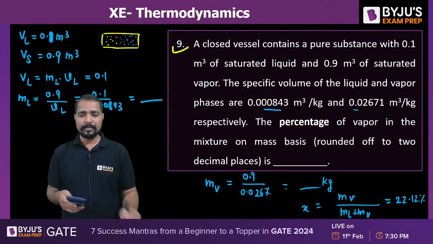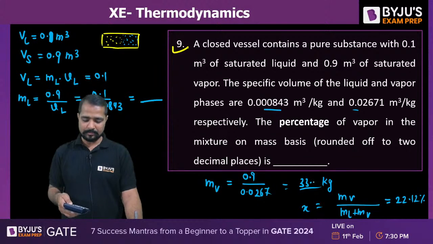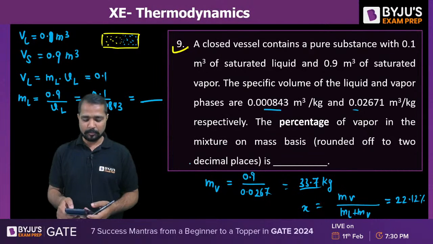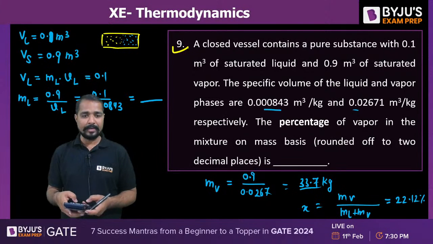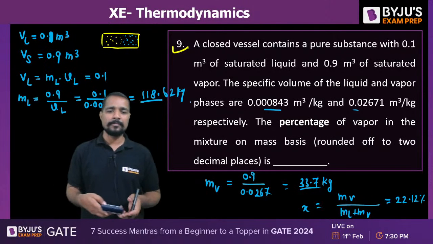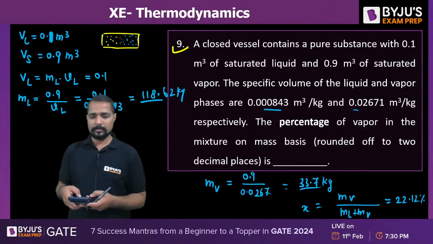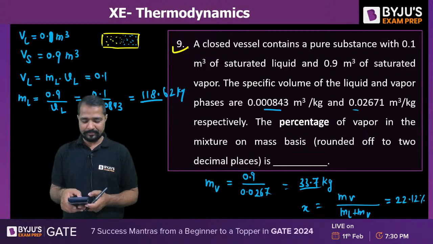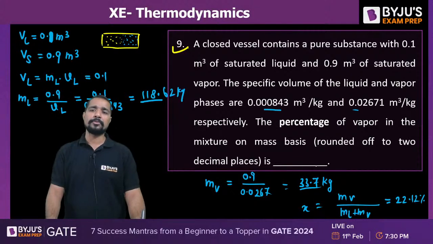33 is the mass of this one, and this 0.1 divided by 0.000843, it is 118.62. Yes or no, Hemang? So 33.7 divided by... Yes, 22.12. Absolutely right. Yes.